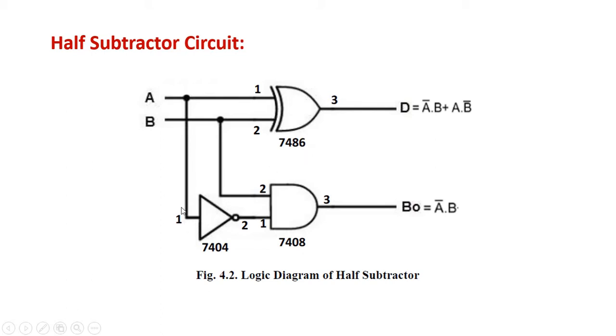The A input, which is the minuend, we will give to the first pin of 7404 and we will get the output from the second pin. We will give this output from the second pin to the first pin of the 7408, which is the AND gate IC, and the second input B we will give to the second pin. At the third pin of this 7408 IC we will get the output, which is our borrow.